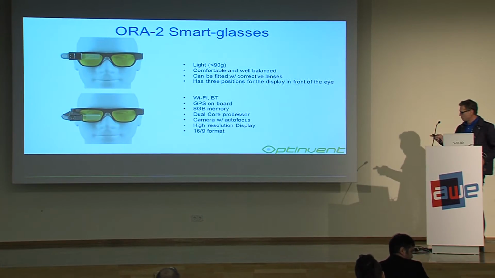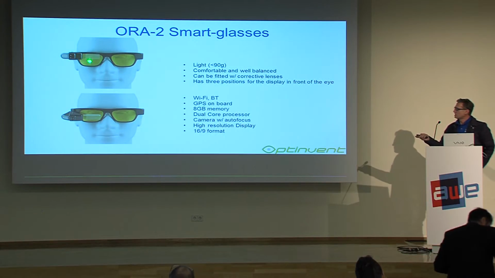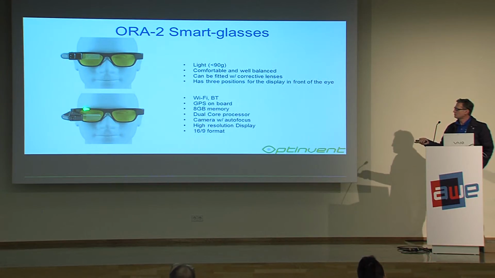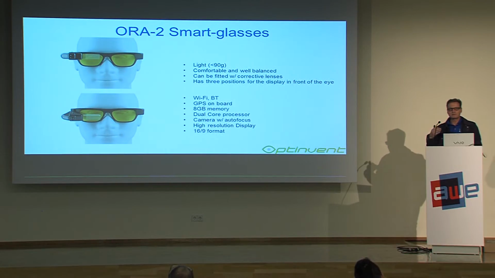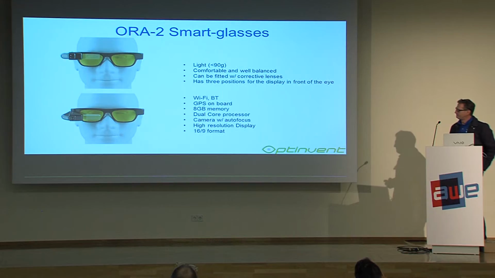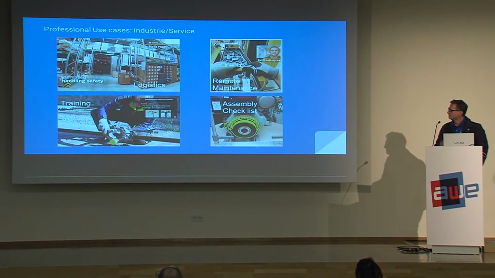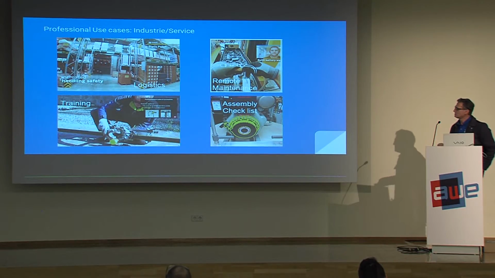So this is an example of what we have today. I'm not here just to advertise ORA-2, but this is the glass we have. What is important for ergonomics is the fact that you can flip down the display, so you don't need to have the display in front of you all the time. Flipping it down helps you wear them for a long time and not worry about the content. Because if you have the image in front of you all the time, it's very difficult to use the glasses for a long time.